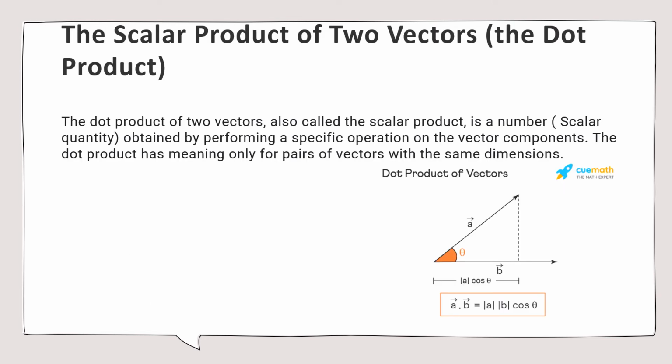The scalar product of two vectors, or the dot product. The dot product of two vectors, also called the scalar product, is a number, a scalar quantity, obtained by performing a specific operation on the vector components. The dot product has meaning only for pairs of vectors with the same dimensions.